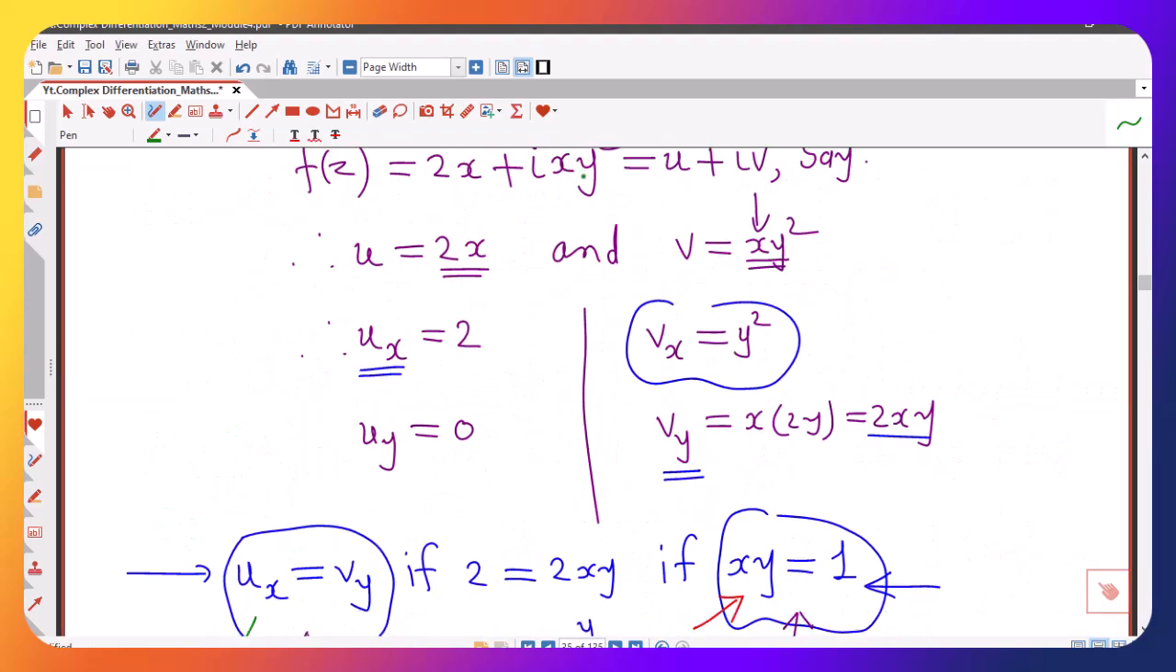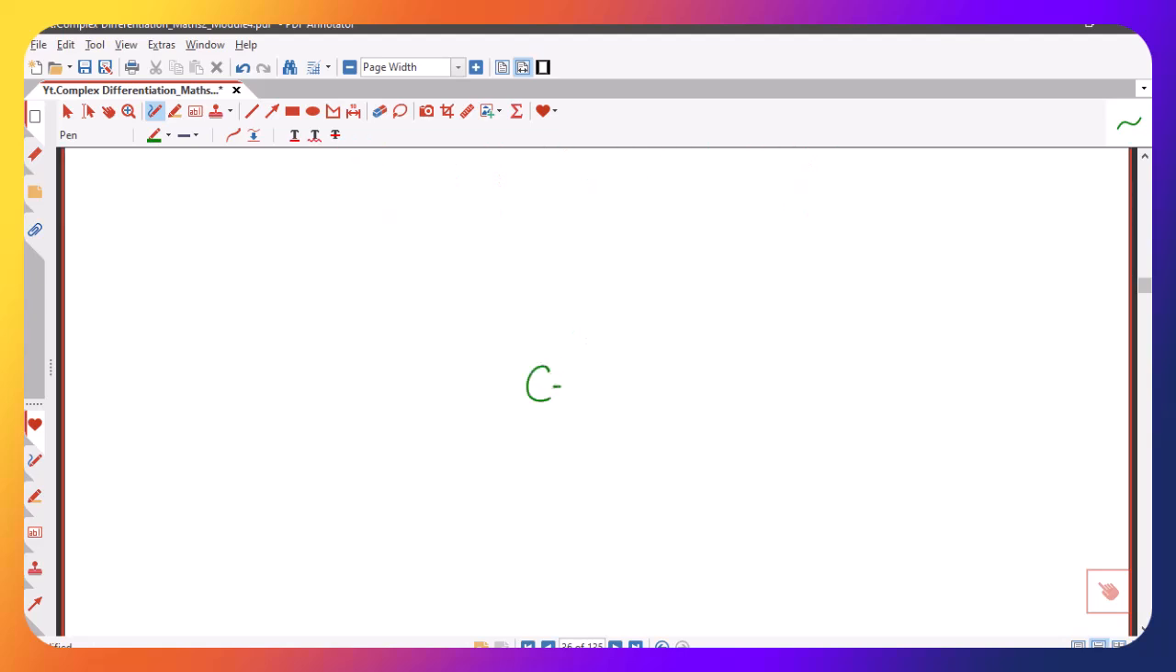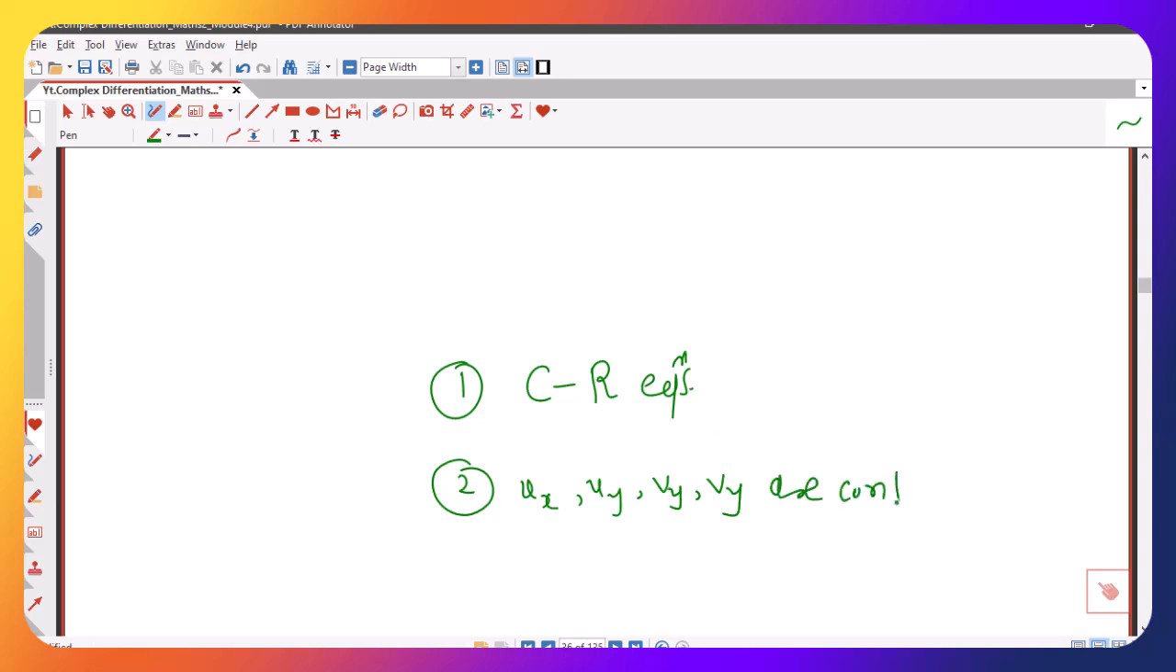So in this way we can check the differentiability of a complex function using Cauchy-Riemann equations. But be careful, this is not the only requirement, we have a second requirement also: at the points at which CR equations are satisfied, we have to check the continuity of these first order partial derivatives also, and if these two conditions are satisfied at any point z, then the function is differentiable at that point z.